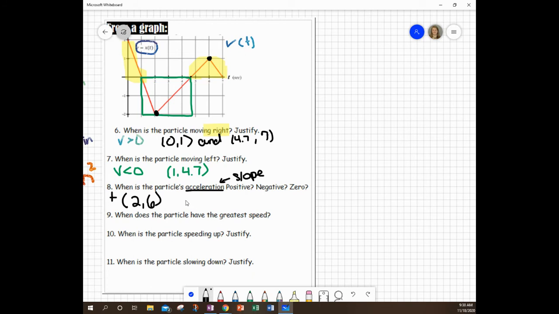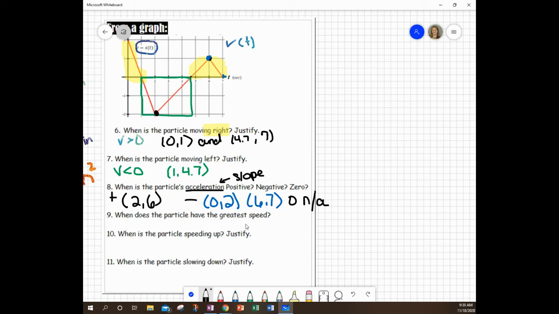And then when is it negative? Well, it looks like it's negative from 0 to 2, as well as from 6 to 7. Okay, when is it 0? Well, in this case, we actually do not have a slope of 0, right? So I'm going to say NA, or you can say it doesn't exist, or doesn't happen, however you want to do it.